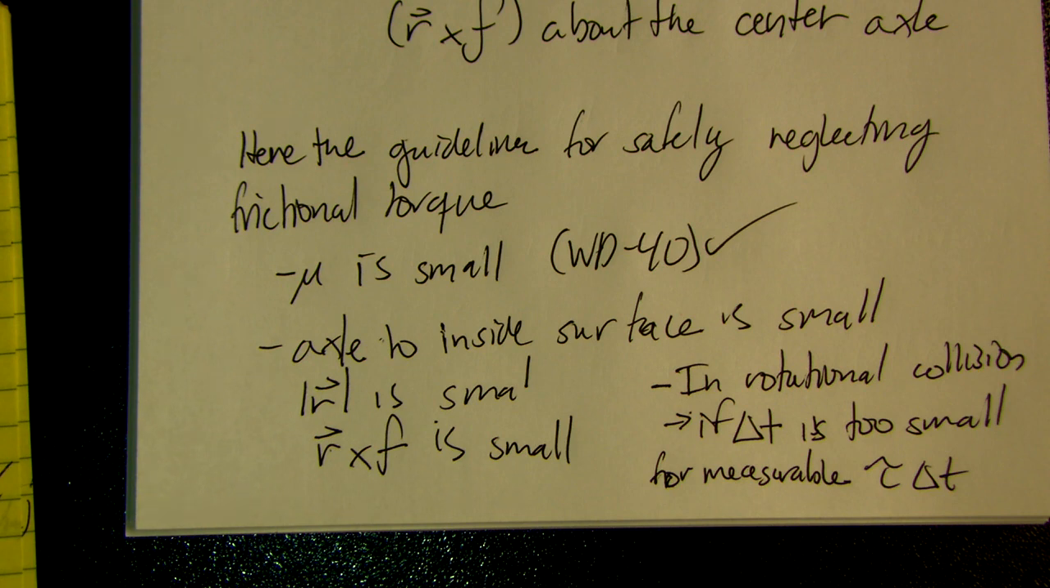So these are the rules for safely neglecting frictional torque. Coefficient of friction is small, axle to inside of surface is small, therefore making R cross F small, or you're dealing with a collision, in which case you can play by normal collision rules.